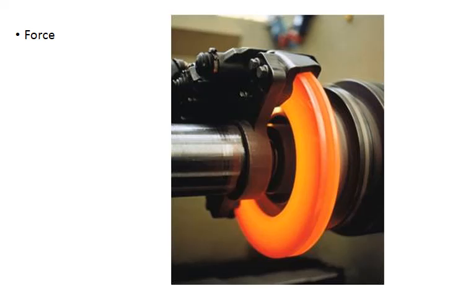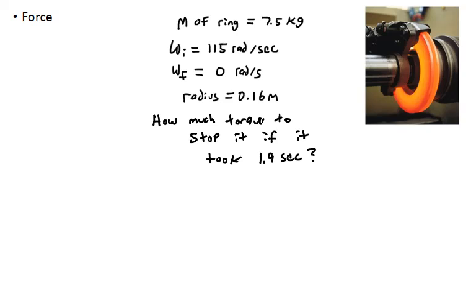All right, so let's say that we have a disk here, and we have a brake pad on this disk, and you can see it's quite hot here because that kinetic energy is turning into thermal as it slows it down. Let's say that the mass of the ring is 7.5 kilograms, and the initial angular speed is 115 radians per second, and this brake pad's going to bring it to a stop. The radius is 0.16 meters. How much torque will it take to stop it if it takes 1.9 seconds?